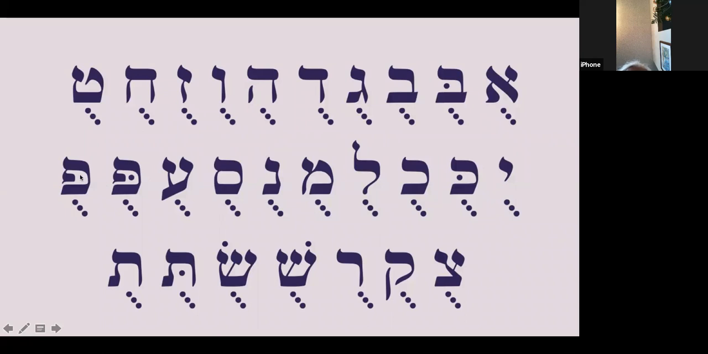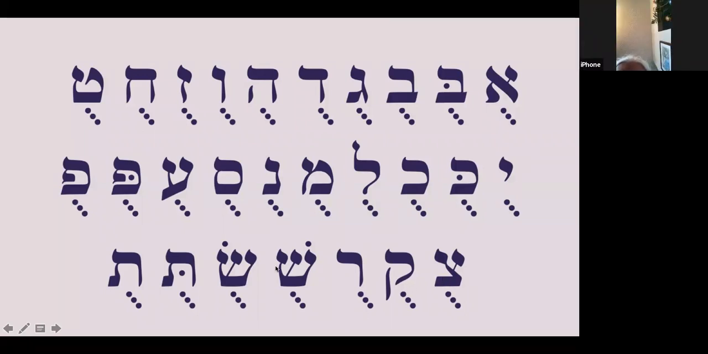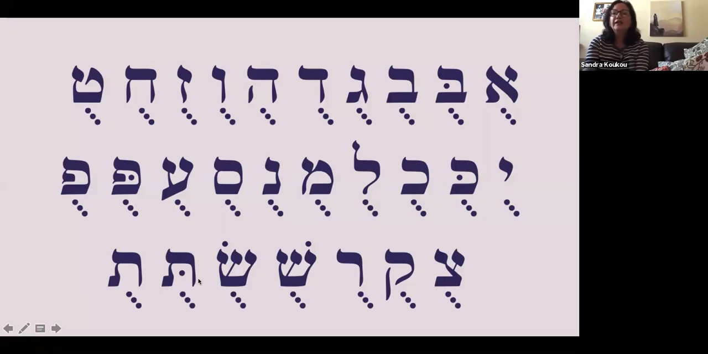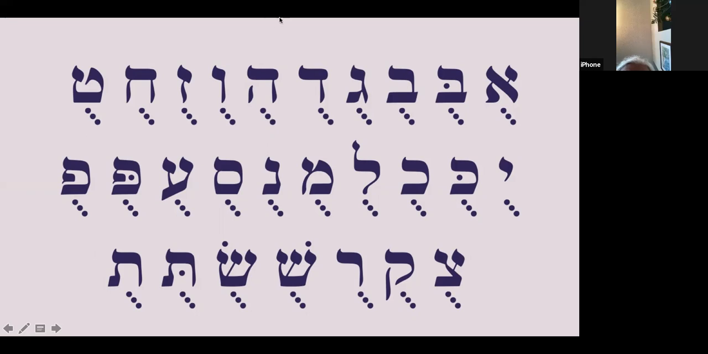ayin, pei, pei, su, pu, ta. Last line. Kurek, tukuru, shin, sin, tav, shu, tu.